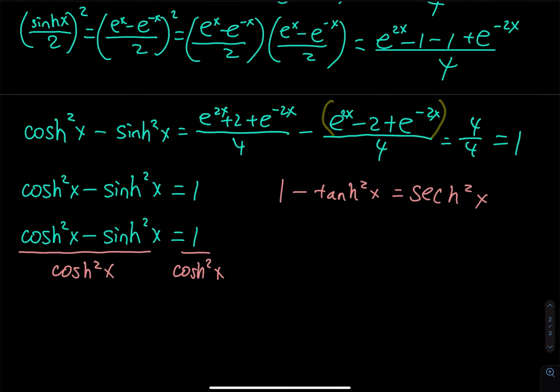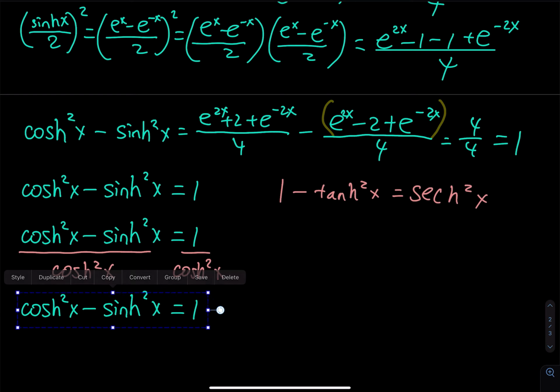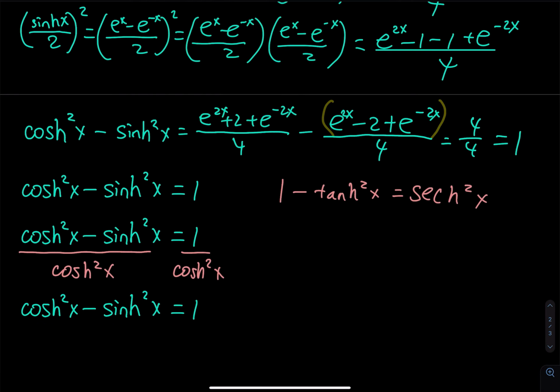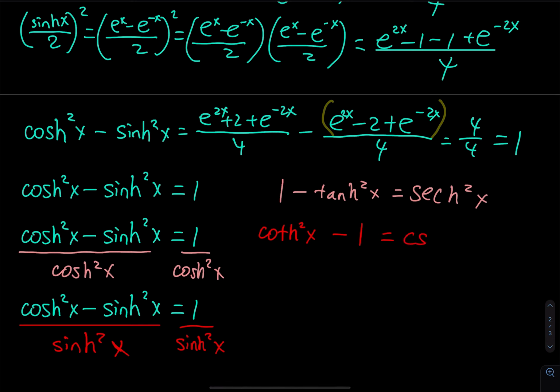Next, I am going to do the pasting again, right over here. This time, I will divide both sides by sine square, so sine hyperbolic square x. Cosine divided by sine is equal to cotangent, of course in hyperbolic square, and then sine divided by sine is equal to 1, and then 1 divided by sine is equal to cosecant. So cosecant, don't forget the hyperbolic, squared x. So there we go. Here is your first fundamental identity.